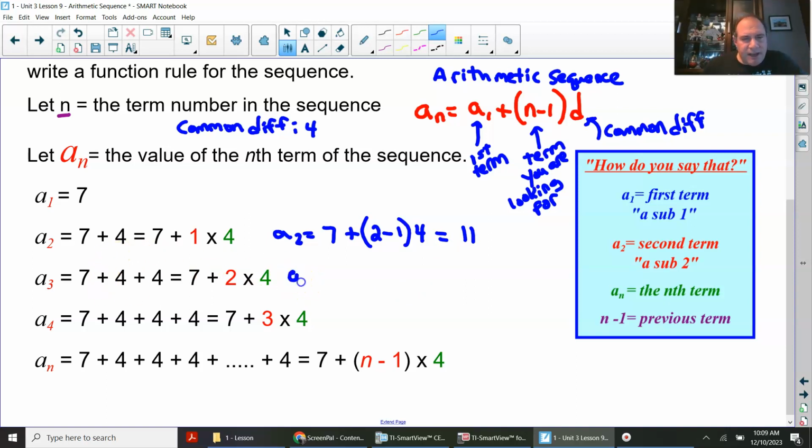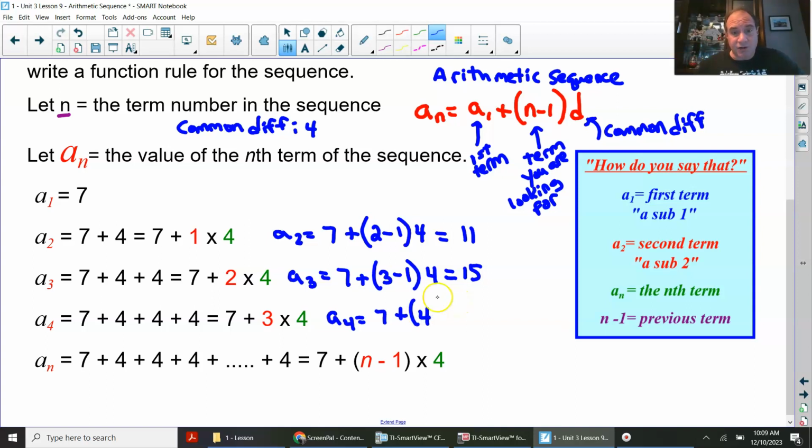So now you're looking for a sub 3 equals 7, which is the first term, plus 3 now, because you're looking for the third term, that's the n. 3 minus 1 times the common difference, which is 4, and the next one is 15. If you're looking for a sub 4, you would put the first term down, plus the fourth term, because you're looking for it, minus 1, and then times 4. That whole thing would be just 7 plus 12, which is 19.